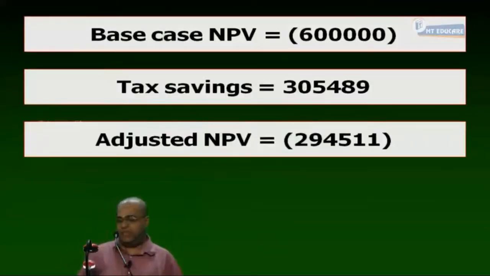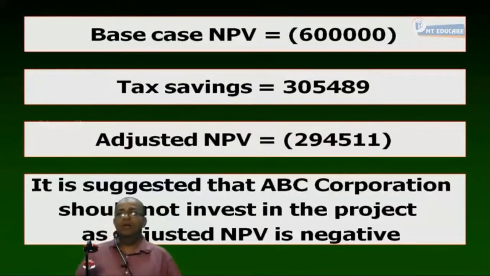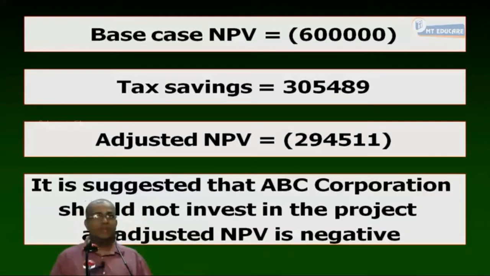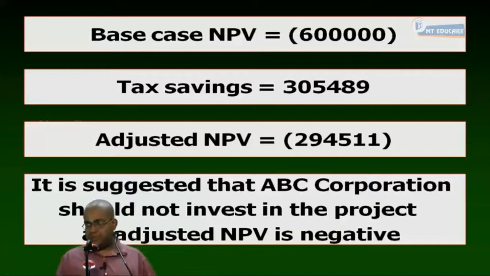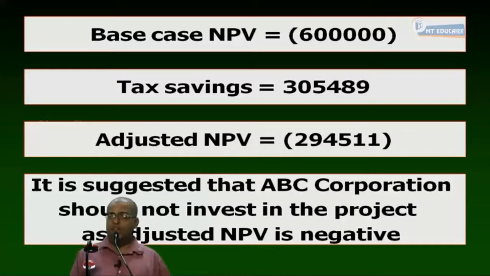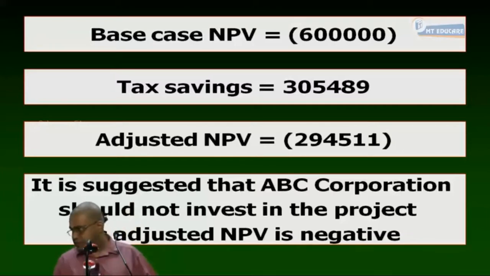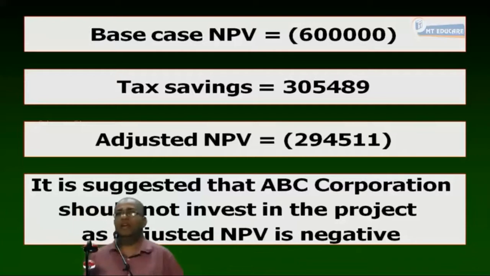Base case NPV is equal to minus 6 lakhs. Tax savings: 3,05,489. Adjusted NPV: 2,94,511 negative.